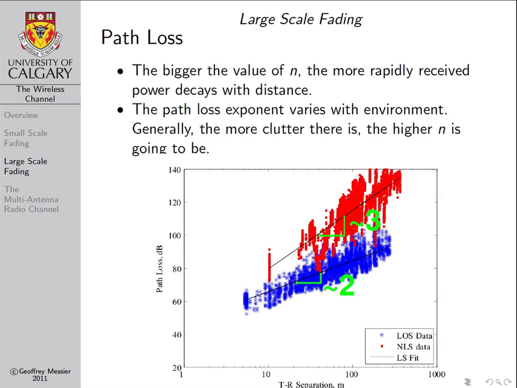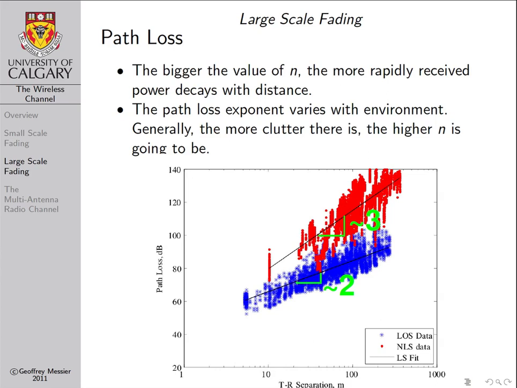We can see that there are random variations around the best fit line, but if you look at the slope of the best fit line, the slope is approximately equal to 2. And so for that line of sight environment, we would say that the path loss exponent n is equal to 2, because n is the slope of the best fit line to this data.